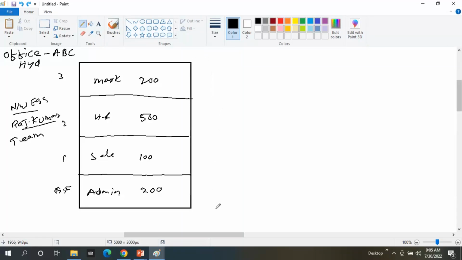So what are the roles and responsibilities? First, to establish the network, to manage the network, and provide security to the network. Also, we should monitor the network. These are the responsibilities of the network engineer, I think.